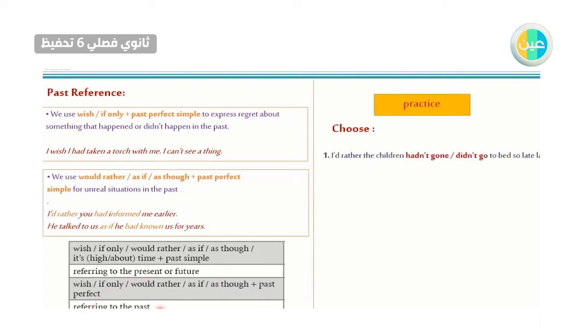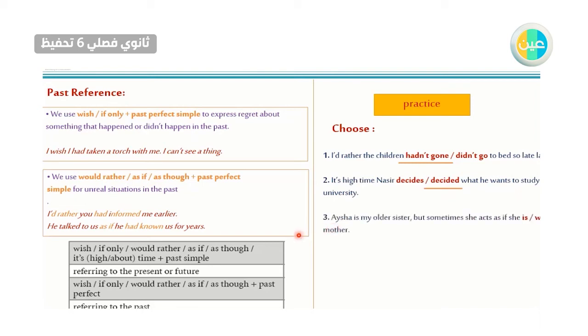Now, let's take this exercise. Number one, I would rather the children didn't go to bed so late last night. This is in the past, so we use would rather and past perfect, hadn't gone. Two, it's high time Nasser decided what he wants to study at university. Decided. Three, Aisha is my older sister, but sometimes she acts as if she were my mother, as I said before. Number four, I wish I could find time to visit my cousins in Riyadh more.